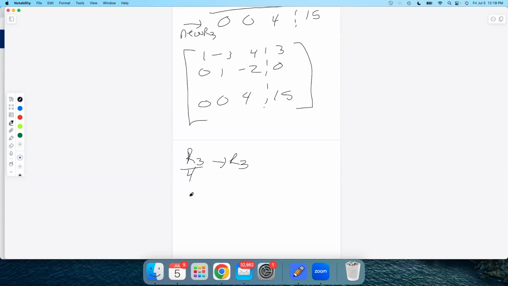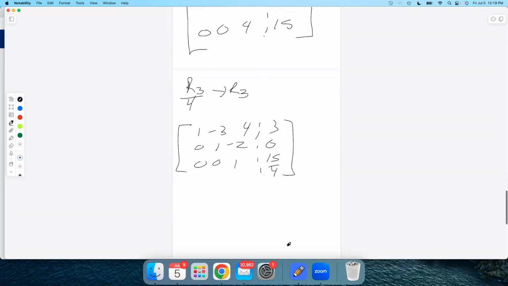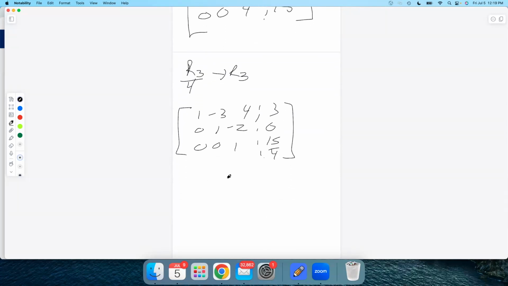Okay, so now my matrix becomes, we're only changing one row at a time. If you try to change multiple things at a time, you're going to have a bad time. 0, 0, dividing everybody by 4, 1, 15 over 4. Okay, we have now reached row echelon form.